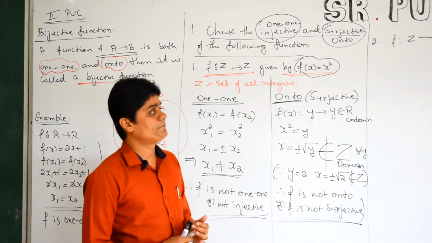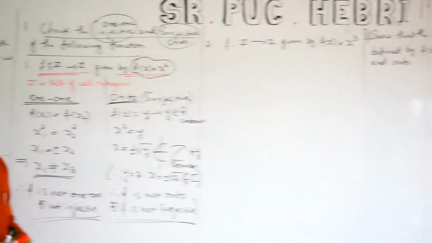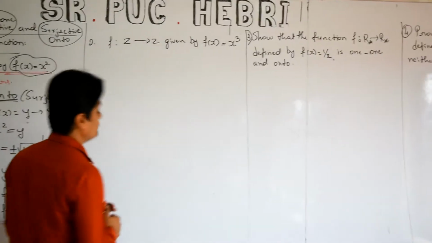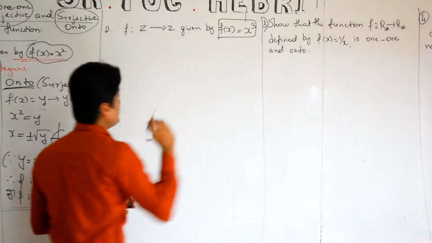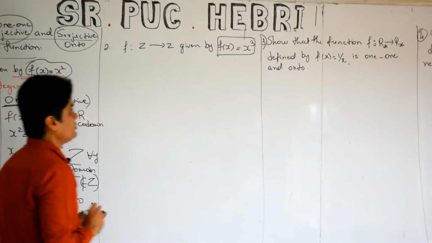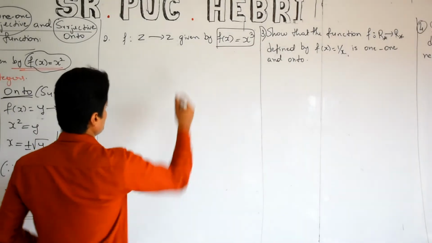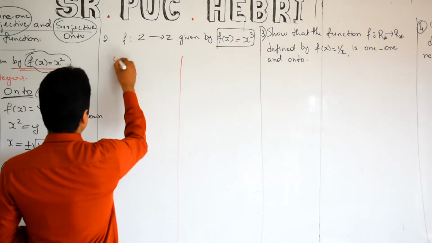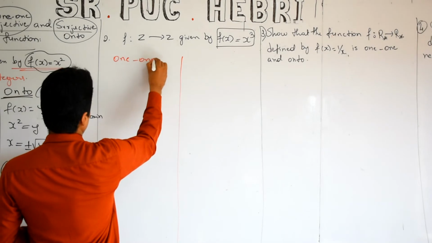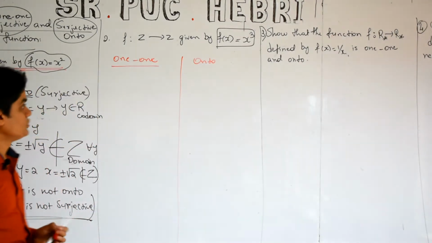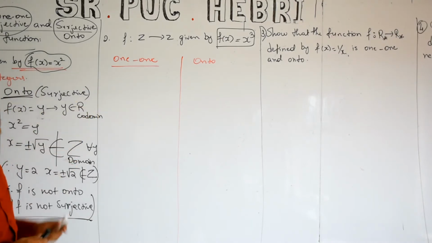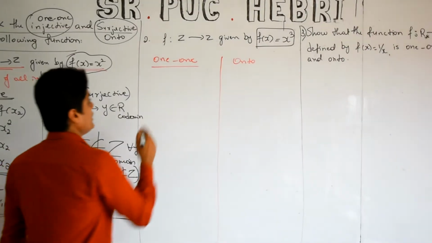f from Z to Z given by f of x is equal to x cube. Observe, x cube is different from x square. So the same procedure, we have to divide this work into two parts. One, you are going to check whether it is one-one or not. Next, you are going to check whether it is onto or not. So first I am going to check whether it is one-one or not.